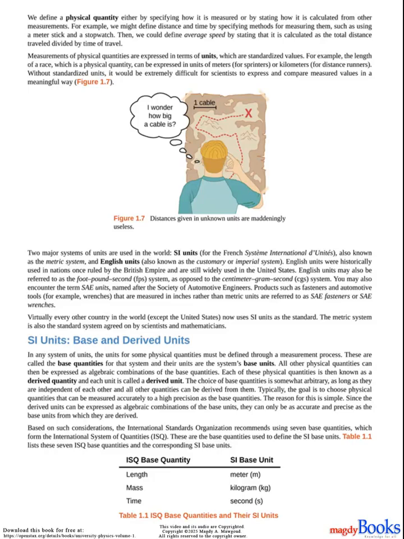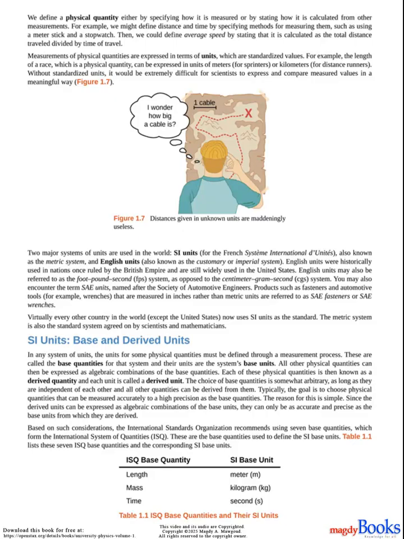Then, we could define average speed by stating that it is calculated as the total distance traveled divided by time of travel. Measurements of physical quantities are expressed in terms of units, which are standardized values. For example, the length of a race, which is a physical quantity, can be expressed in units of meters, for sprinters, or kilometers, for distance runners. Without standardized units, it would be extremely difficult for scientists to express and compare measured values in a meaningful way. Figure 1.7. Distances given in unknown units are maddeningly useless.